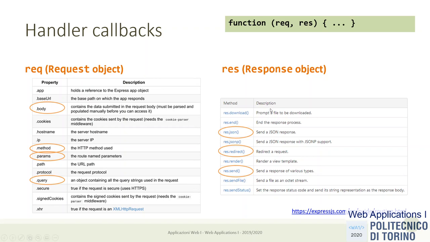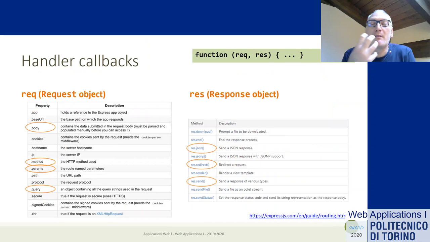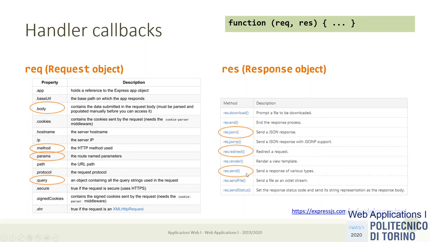And we are more interested in the response object, which is, we need to create a response. Okay, we are the web server. And we are the server means that when we receive a request, we must generate a response. And basically, we can generate a response by using these three methods.